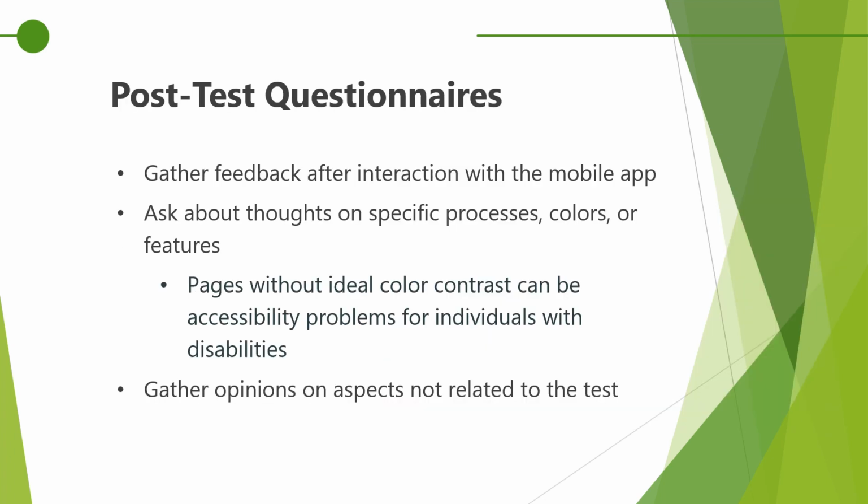So post-test questionnaires are a way of gathering participant feedback, say after the practical interaction with the mobile app. So during this phase, you can ask them about their thoughts on specific processes, maybe colors or features within the app. The thing is, you might not think color is important, but it definitely is when it comes to accessibility. So pages without ideal color contrast can be accessibility problems for individuals with disabilities.